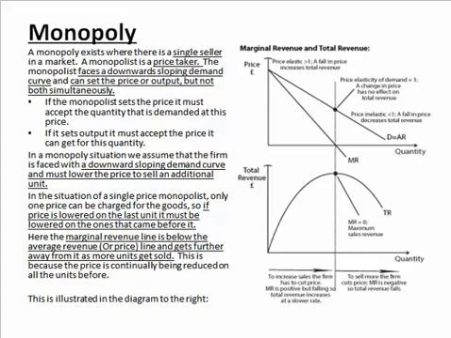In a monopoly situation, we assume that the firm is faced with a downward sloping demand curve and must lower the price to sell an additional unit. In the situation of a single price monopolist, only one price can be charged for the goods. So if price is lowered on the last unit, it must be lowered on the ones that came before it. The marginal revenue line is below the average revenue or price line and gets further away from it as more units get sold, because the price is continually being reduced on all units before. And that's illustrated on the diagram across. Let's give you a moment to take it in.